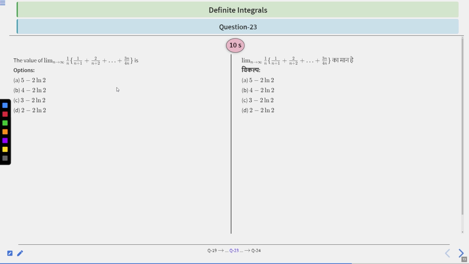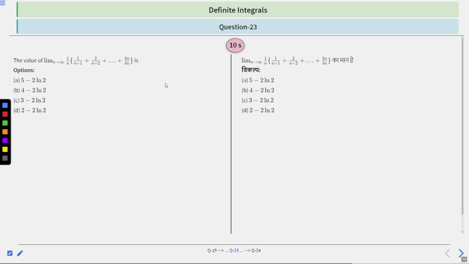So the hint of this question is this series is for when we use the limit of a series in terms of definite integration, right? In which we had studied that we put 1 by n as dx and r by n as x. Put r by n as x and 1 by n as dx.